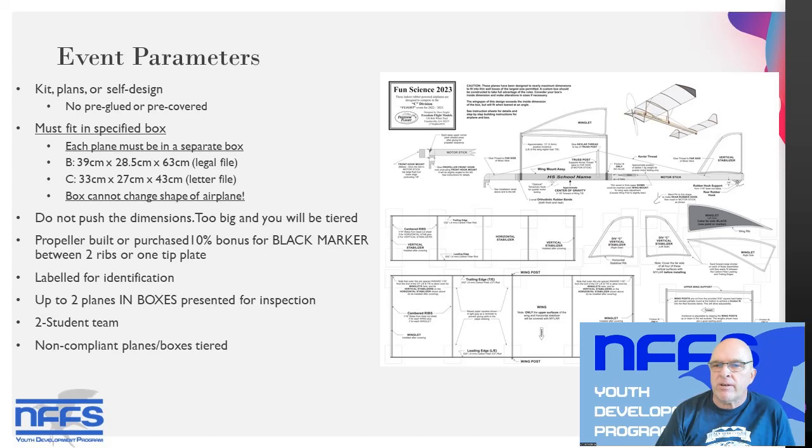So leave a little bit of room, make sure your box is straight, bend it as necessary to keep it within the limits. The propeller can be built or purchased. There's a 10% bonus for a black marker between two ribs or on one tip plate. Plane has to be labeled for identification.